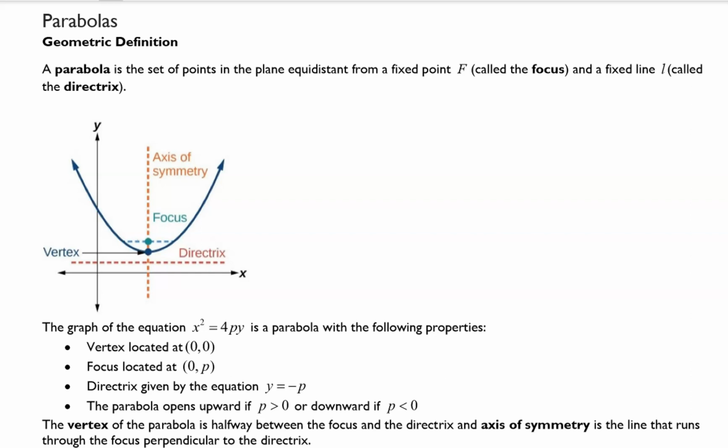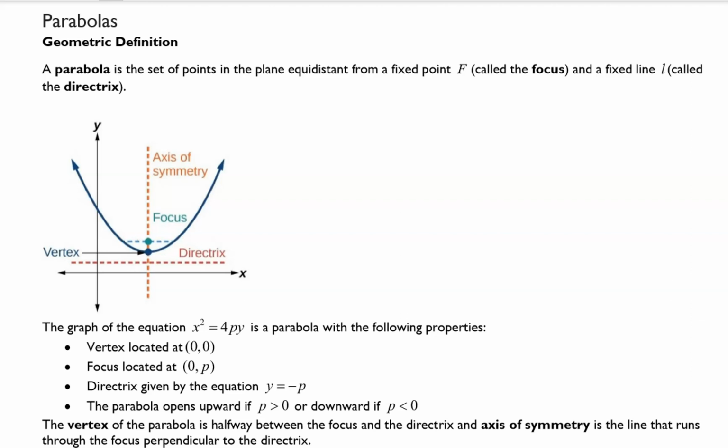The graph of the equation x squared equals 4py is a parabola with the following properties. The vertex is located at the origin. The focus is located at (0, p). The directrix is given by the equation y equals negative p. The parabola opens upward if p is greater than 0, or downwards if p is less than 0.